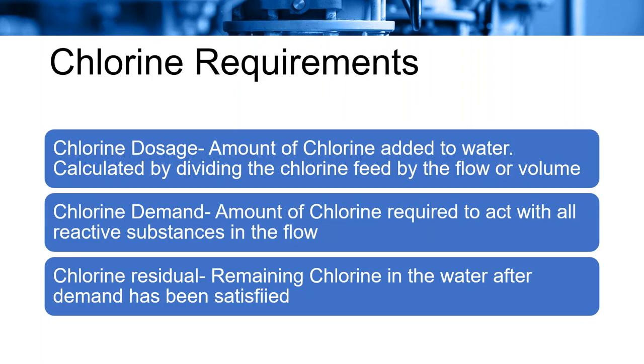So let's talk about our chlorine requirements. You have three different concepts: our chlorine dosage, our chlorine demand, and our chlorine residual. Our chlorine dosage is the amount of chlorine added to the water, and that's calculated by dividing the chlorine feed by the flow or volume of water that you're treating.